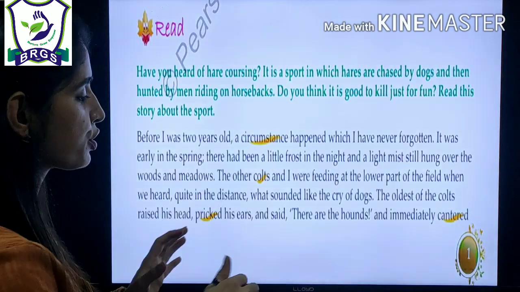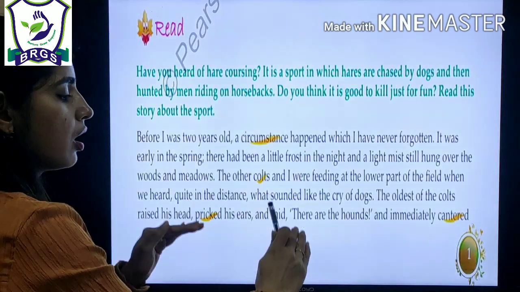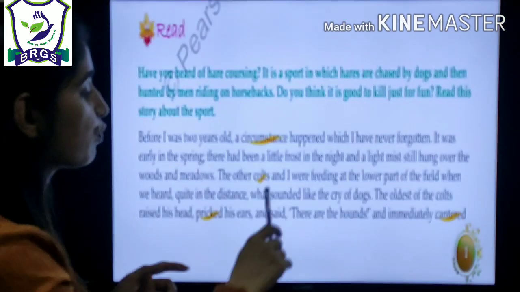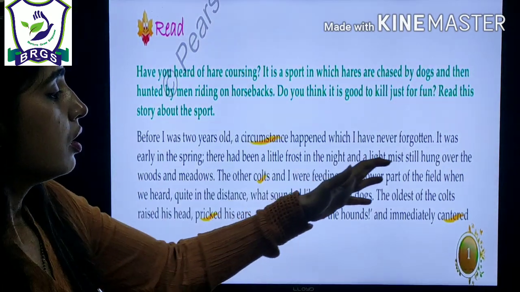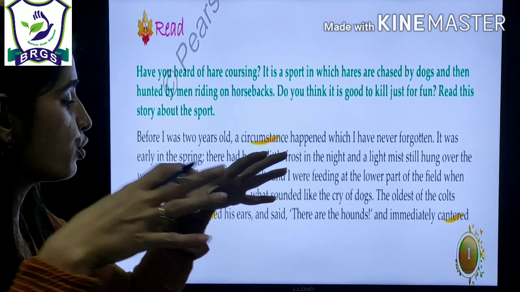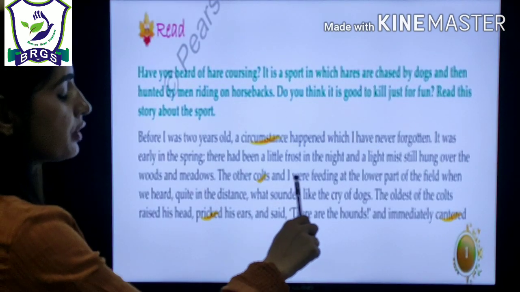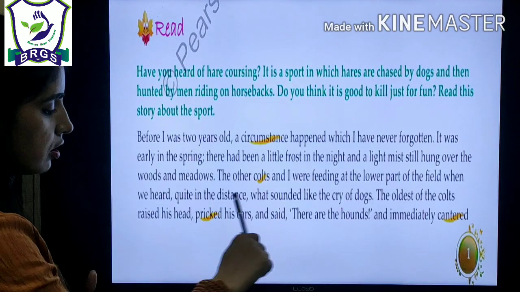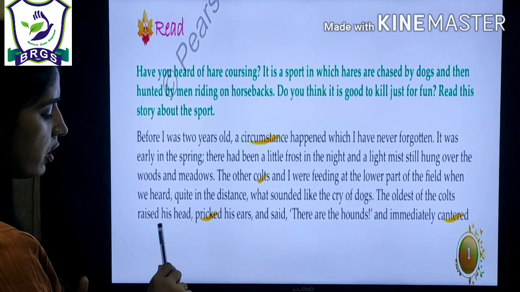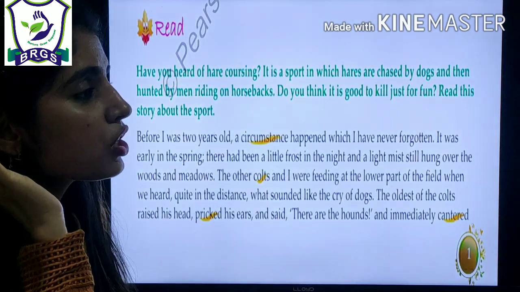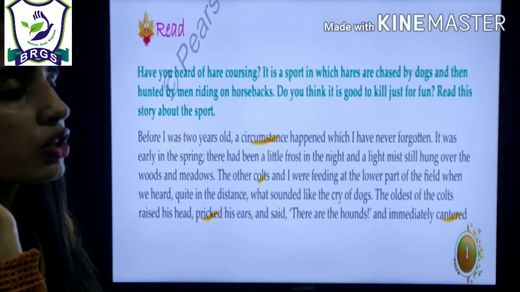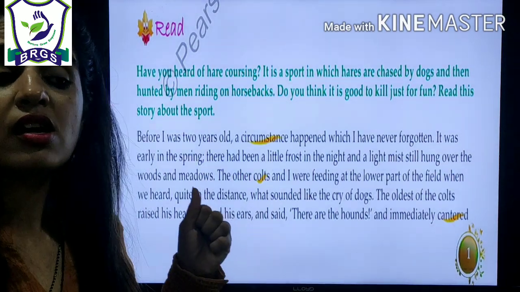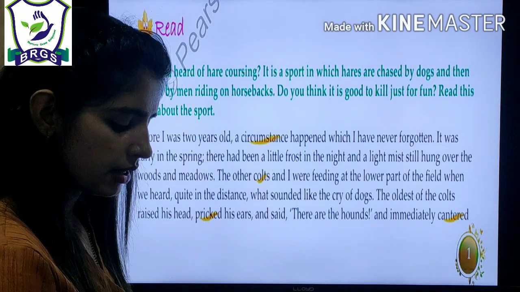Colts and some horses were standing on the lower part of the meadows, and suddenly they heard the sound. There was frost in the night and mist hung over the trees and meadows. When the colts and the narrator were feeding at the lower part of the ground, they heard a sound, and the oldest one raised his head and pricked his ear, tried to understand, tried to notice, and said, "There are hounds, there are dogs, hunting dogs." Let's come to the next part.